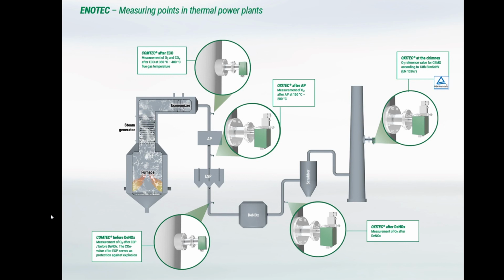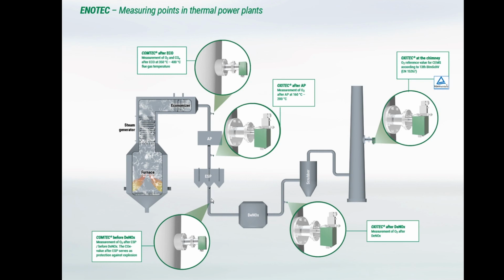So, what are the typical installation points for the OXITEC system? Here is an illustration of a coal-fired power plant. The first measuring point would be after the economizer, before the air preheater for combustion control. Increasingly for this measuring point, the MLT O2 CO analyzer is being put to use, but more on that in the Comtech webinar. The measurement after the preheater serves as a delta O2 measurement to measure the leak rate of the preheater.